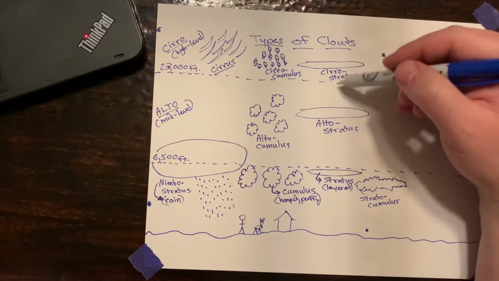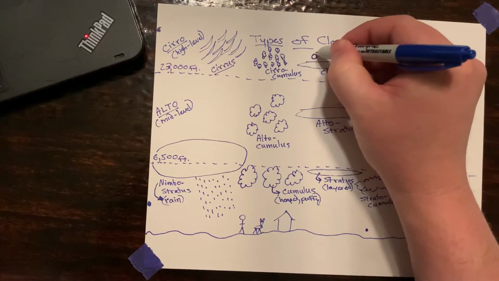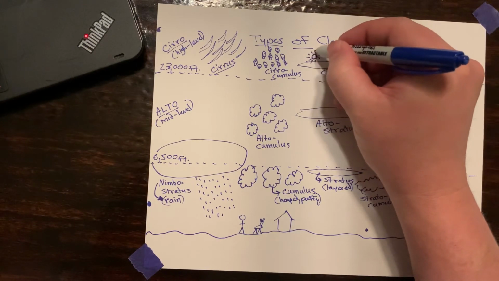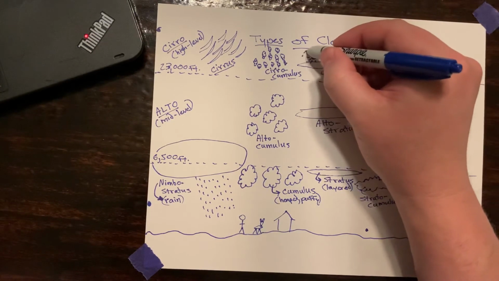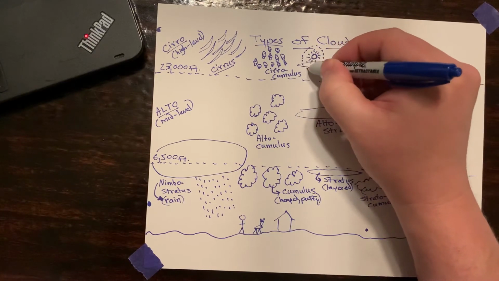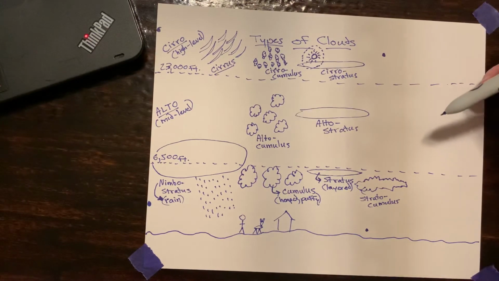Sometimes in a cirrostratus cloud, if you catch it right, sometimes the sun will be shining through a cirrus cloud like that, and it will actually make a halo. You'll get this really interesting halo effect, and they'll call that a sundog, and that's from cirrostratus clouds.